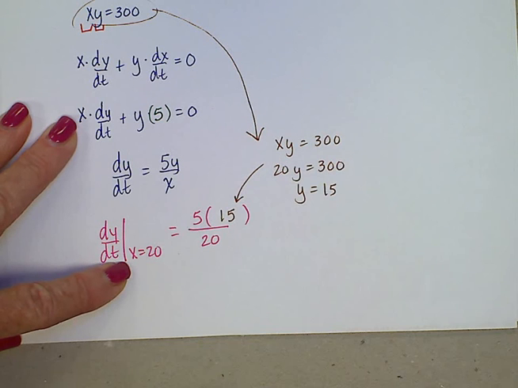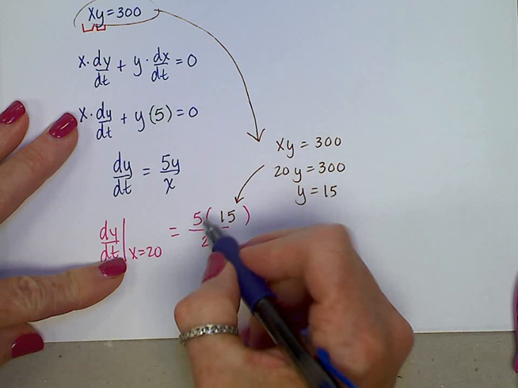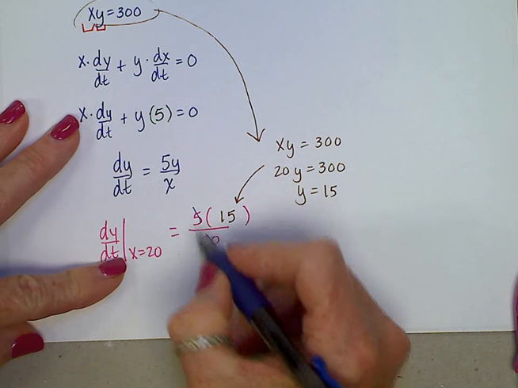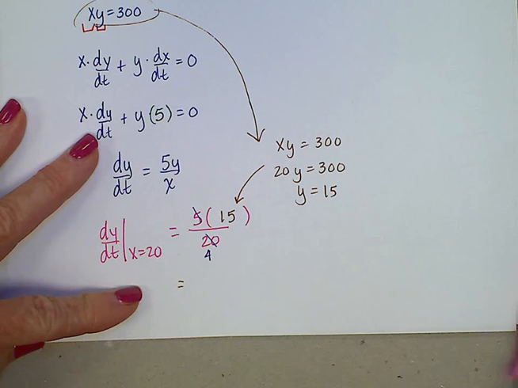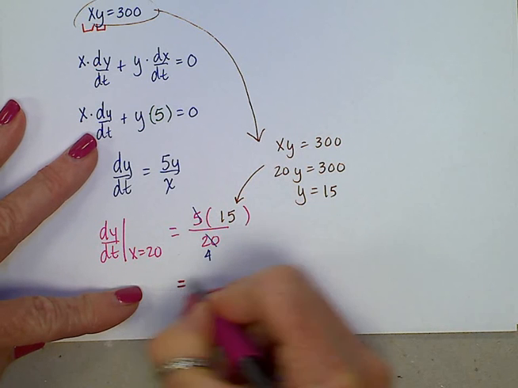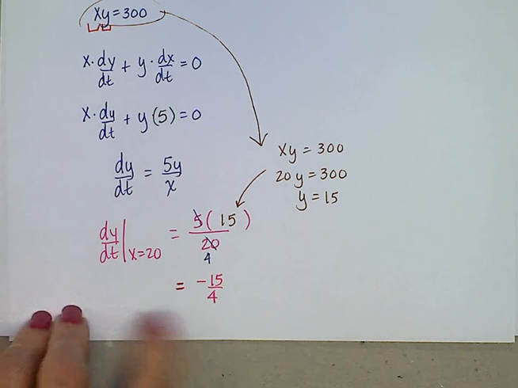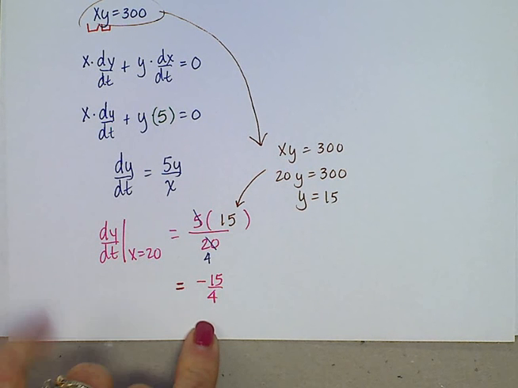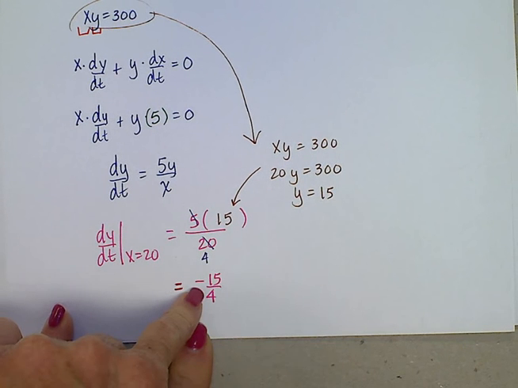Plug that in. Simplify here. Let's see, I'm going to divide a 5 out of those two. So we end up with negative 15 over 4. And that is how fast the shadow is changing. And see that negative? That tells us that the shadow is decreasing.